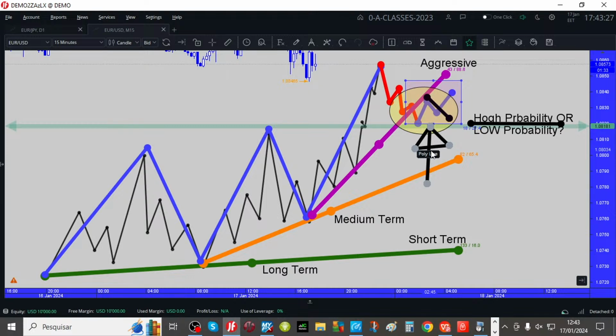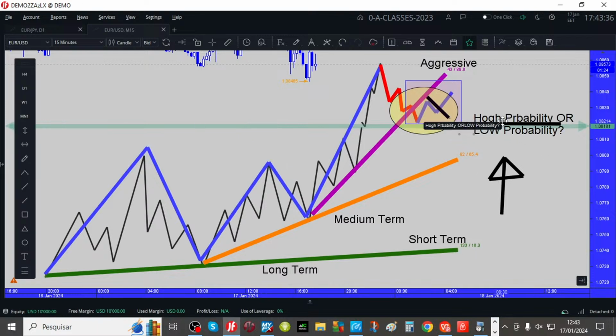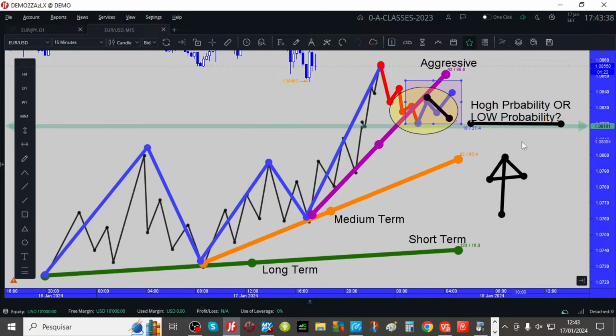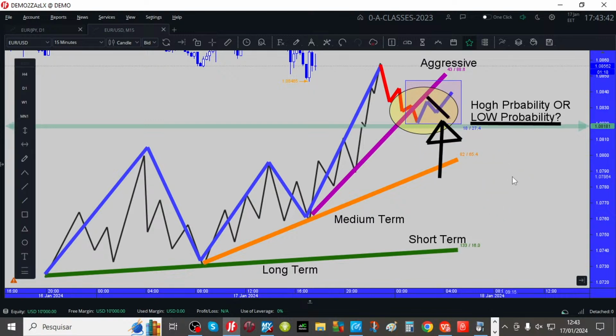Alright. Now here is the question. If you have a low probability trade, should you enter? Just an example. Should you enter a low probability trade? Much higher probability now, absolutely.